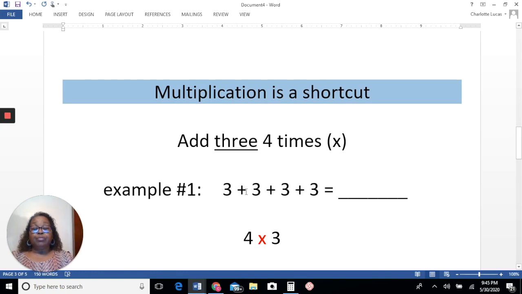You would say, how many threes are there? 1, 2, 3, 4. 4 threes, add them together. Add the 4 threes together to get your answer. You would say 4 times 3. You would take a problem that you're adding, take the numbers that are the same, and write your expression. It would be 4 times 3.